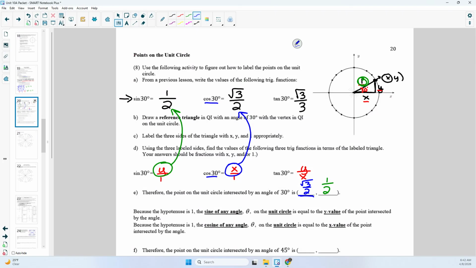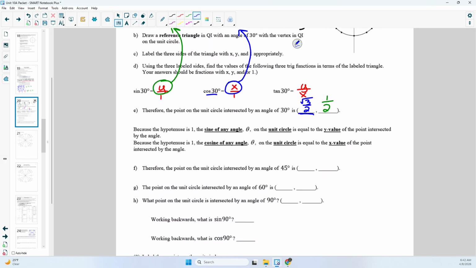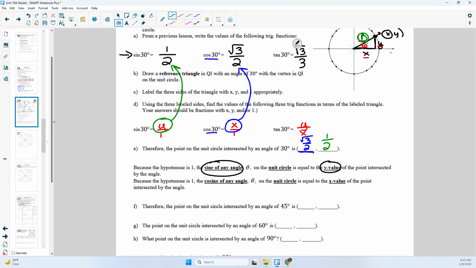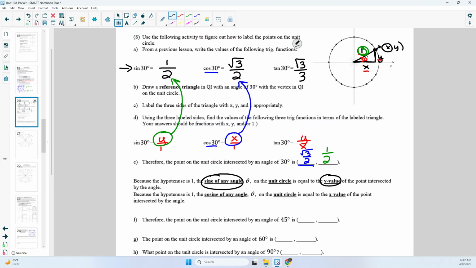So I'm going to go back over here. And this is the most important piece of the unit circle, I would say: because the hypotenuse is 1 on the unit circle, the sine of any angle theta, any angle on the unit circle, is equal to the y value. So we see that from that triangle. Wherever we are, and we'll draw angles in the quadrants too, we see that the sine is the y, and we see that the cosine of the angle is the x value.